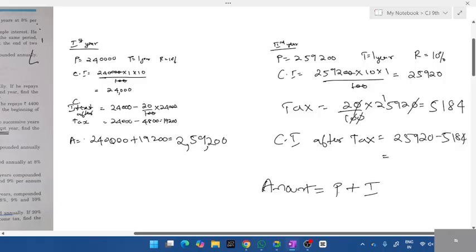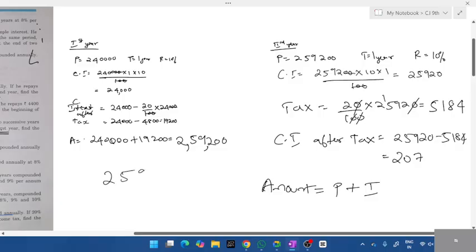What's the value? What is compound interest after deduction? You have to subtract it, Abigail. I think you have added it. 25 minus 5. What did you get? Last you should get 6, right?